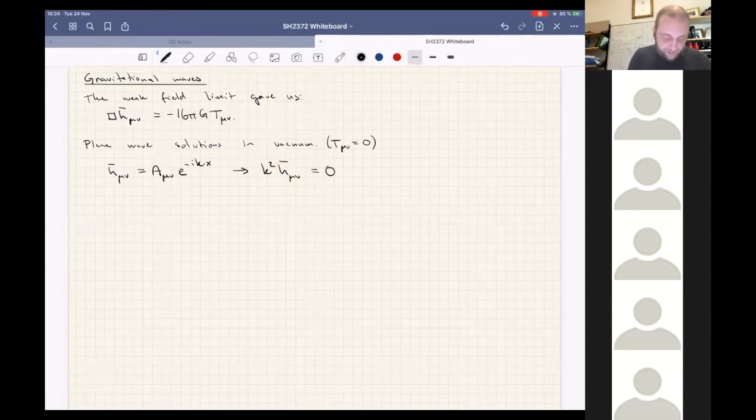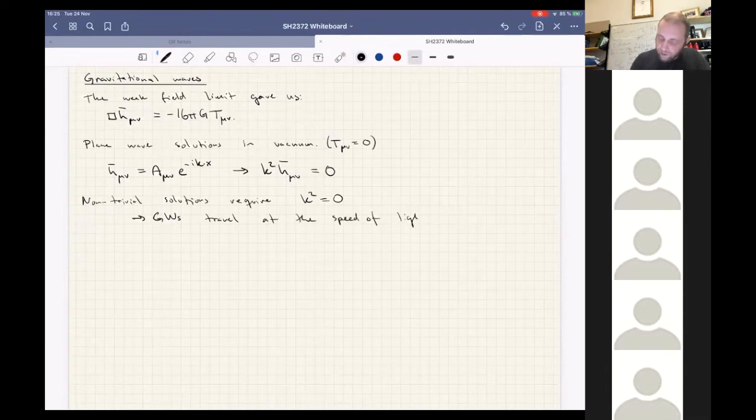So this means that the non-trivial solutions in general require that k squared is equal to 0. So this means that this plane wave must have a null wave vector. This essentially already tells us that gravitational waves travel at the speed of light, because the wave vector is a light-like vector.